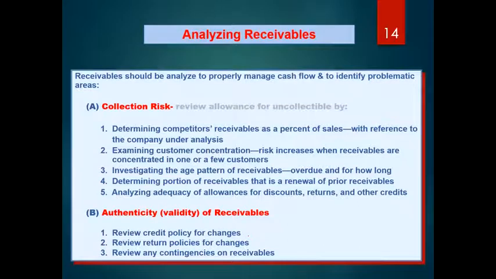So receivable should be analysed to properly manage cash flow and to identify problematic areas. Sebab kalau kita salah estimate, management salah buat estimation, dia akan jejaskan you punya cash flow. Okay. So first, collection risk. Collection risk is used to review allowance for uncollectible. By macam mana dia nak review allowance for uncollectible ni?